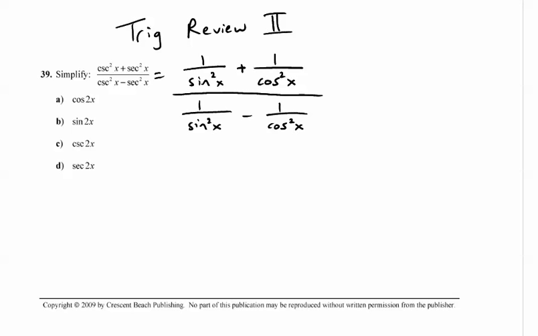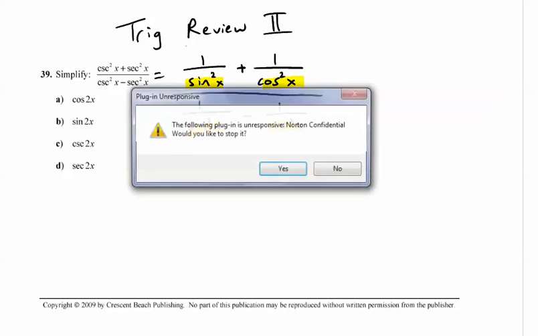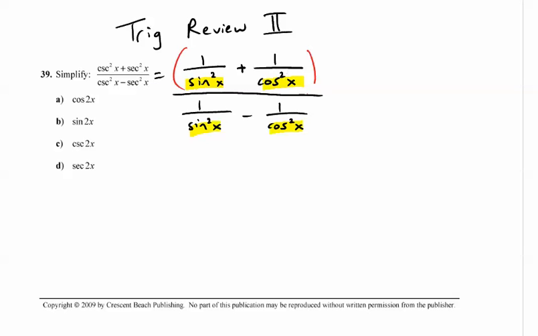Now, what I recommend doing at this point is taking every single denominator and multiplying every term on the top and the bottom by the lowest common denominator, which would be sine squared cos squared. So multiply the numerator and denominator by sine squared cos squared.